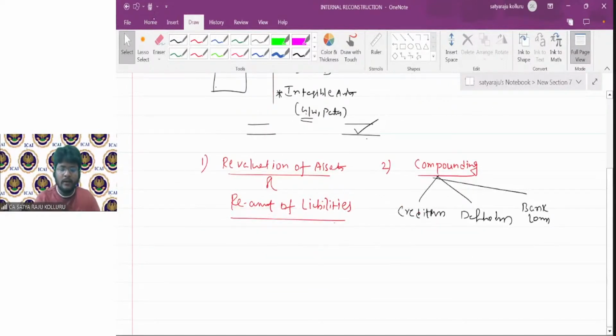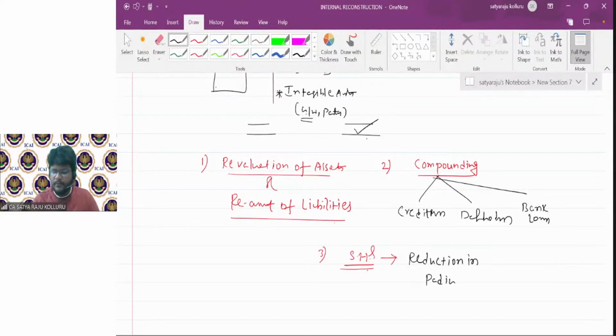This is the major part that generally happens in case of internal reconstruction. Apart from that, one more important circumstance also arises in case of internal reconstruction. They have certain negotiations with shareholders as well. That means what will such shareholders do? They can do only one thing: we can go for reduction in paid up capital.